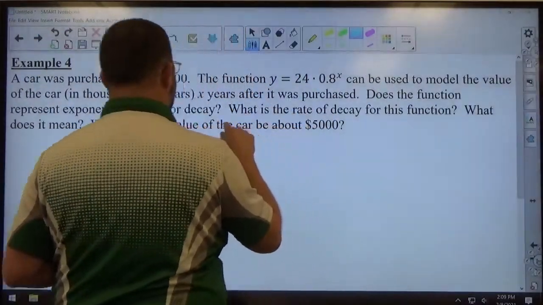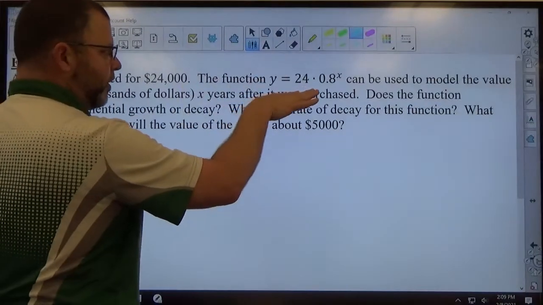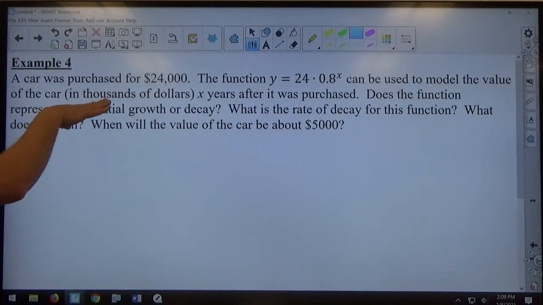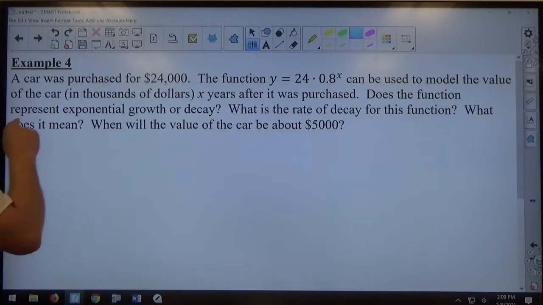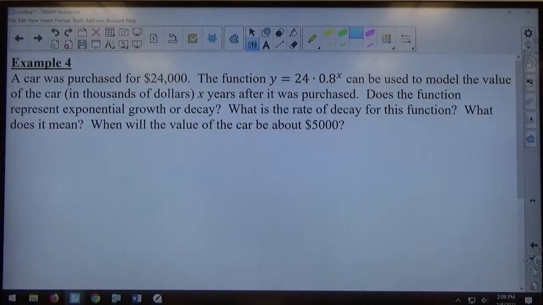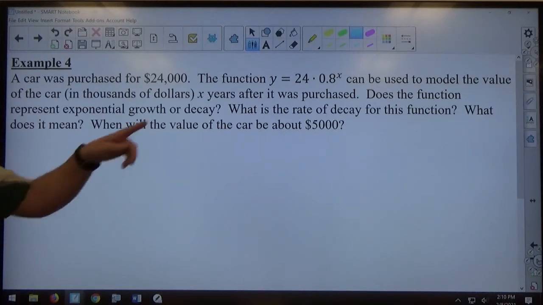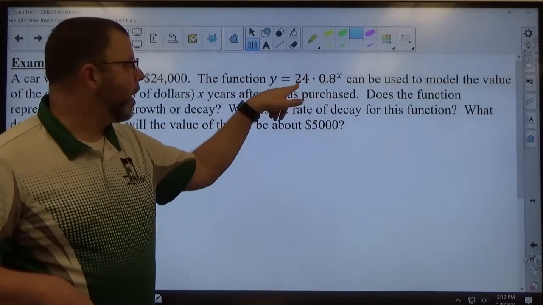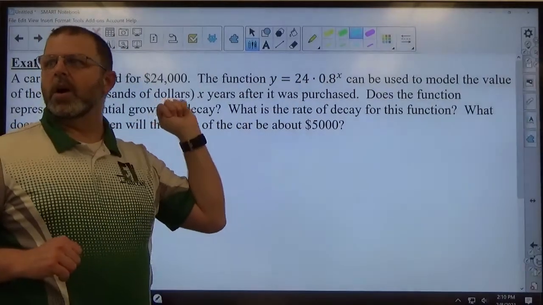First question, it says, this is modeling the value of the car in thousands of dollars, x years after it was purchased. They didn't tell us what year it was purchased, but the number of years after purchase is what x represents. y is going to be the value of the car in thousands of dollars. So if y is equal to 10, that's 10,000. If y is equal to 9, that's 9,000. Right now, at year 0, y equals 24, which is 24,000, what it cost when we bought it.